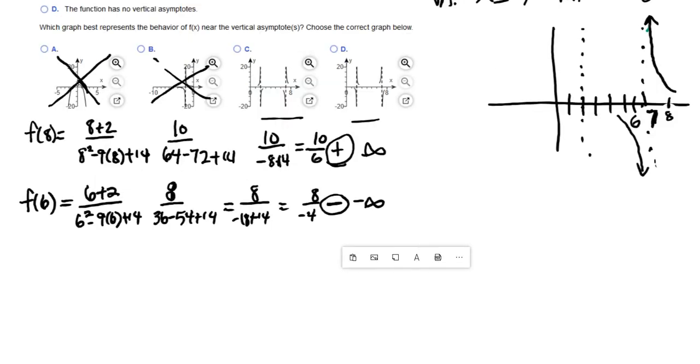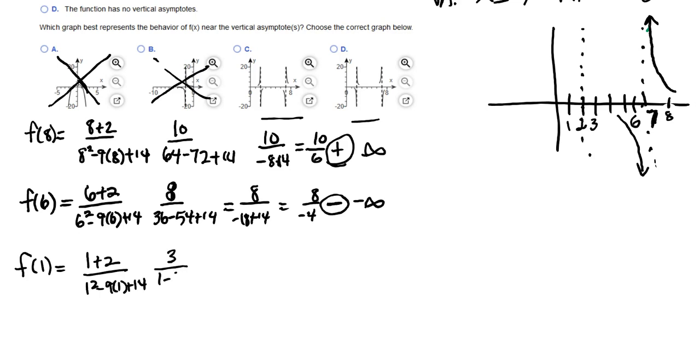So then I need to know what's happening on either side of the 2. So I'm going to plug in 3 and 1. f of 1 is (1 plus 2) over (1 squared minus 9 times 1 plus 14). That's 3 over (1 minus 9 plus 14). That's 3 over negative 8 plus 14. It's 3 over 6. That's positive. So I know on the left side of this asymptote, that's going to go to positive infinity.